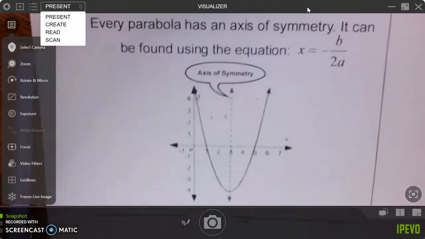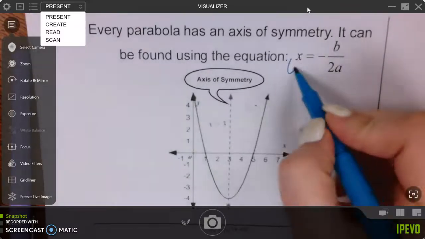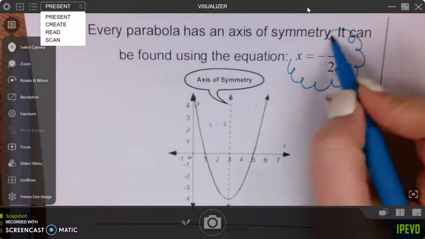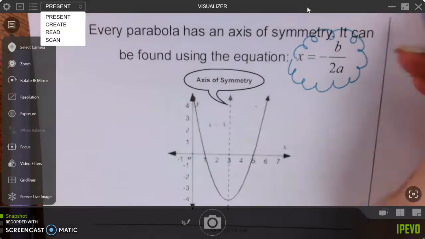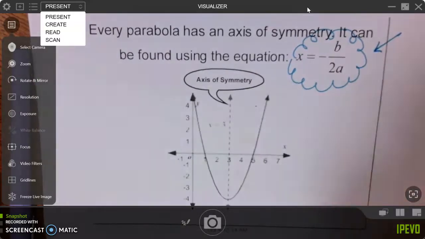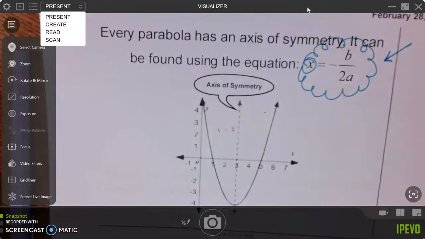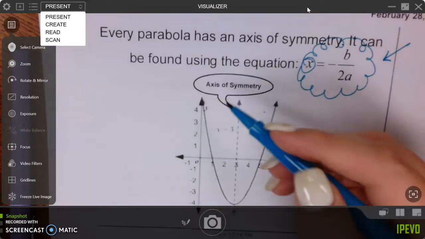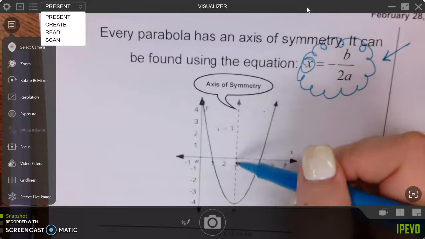Every parabola has an axis of symmetry. It can be found using the equation x equals negative b over 2a. You're going to come back to this a lot for your examples and for your homework. You're going to have to basically memorize that. This tells you the x value of your vertex. It's also going to tell you where your axis of symmetry is.